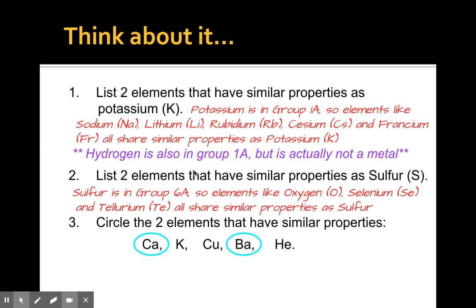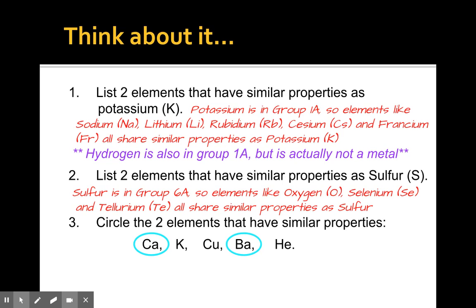All right, here are your answers with a little explanation. So for question 1, potassium is in group 1A, so elements like sodium, lithium, rubidium, cesium, and francium all will share similar properties as potassium. The only one that does not is hydrogen.